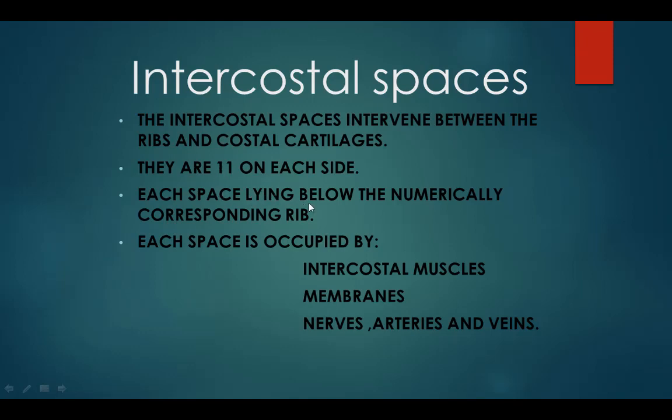Each space lies below the numerically corresponding rib. So if this is rib 1, the space below rib 1 is intercostal space 1. Below rib 2, the space will be intercostal space number 2. Each space is occupied by intercostal muscles, membranes, nerve, arteries, and veins.